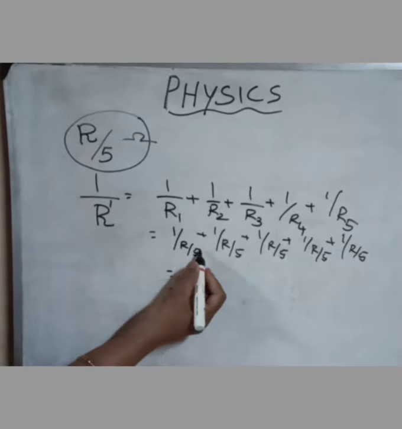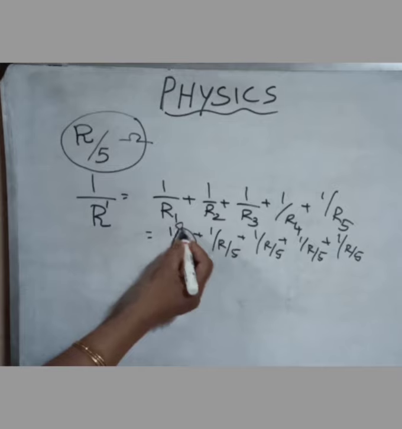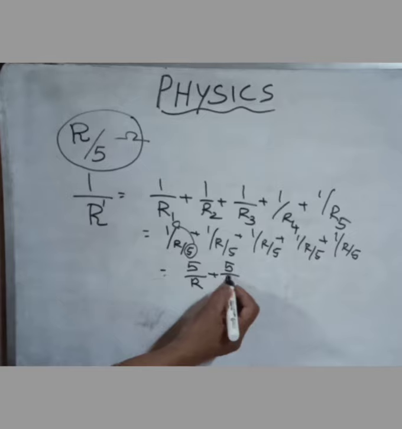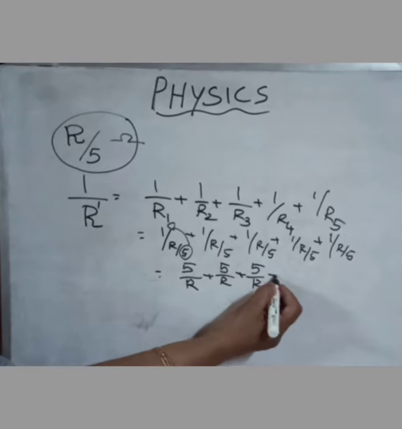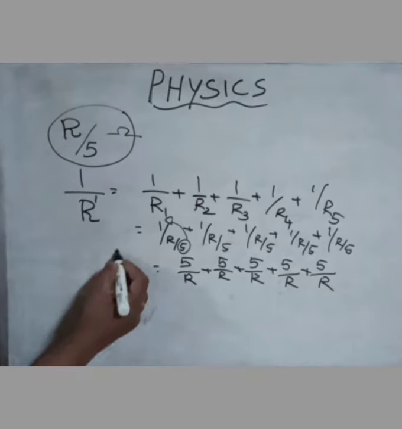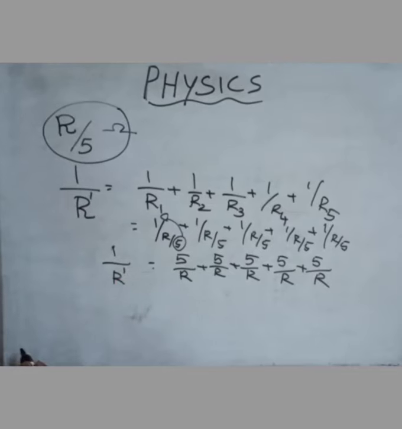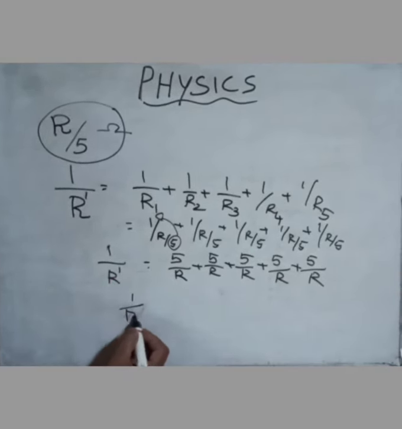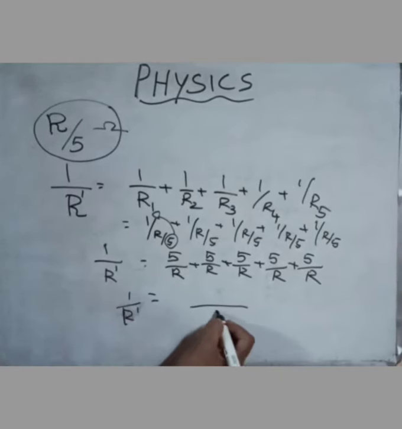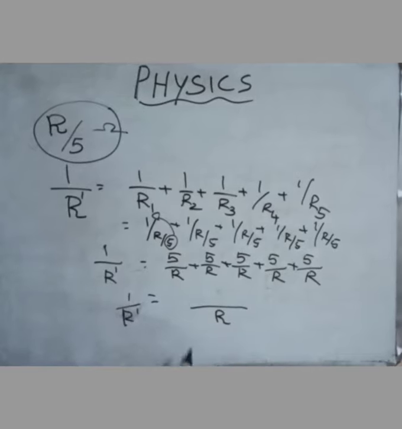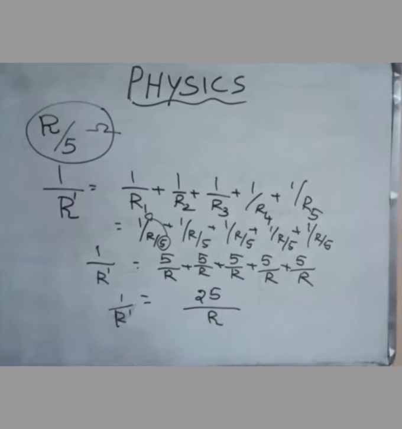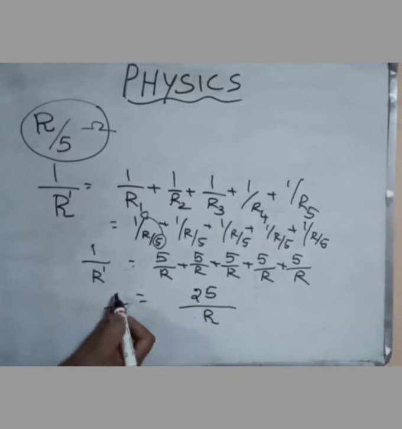So again it changes: the denominator 5 will go to the numerator. So the formula changes to 5 by R plus 5 by R plus 5 by R plus 5 by R plus 5 by R, five times, equal to 1 by R dash. So here 1 by R dash is equal to, the denominator is the same, so by taking LCM it becomes R, 5 plus 5 plus 5 plus 5 plus 5, that is 25 by R.